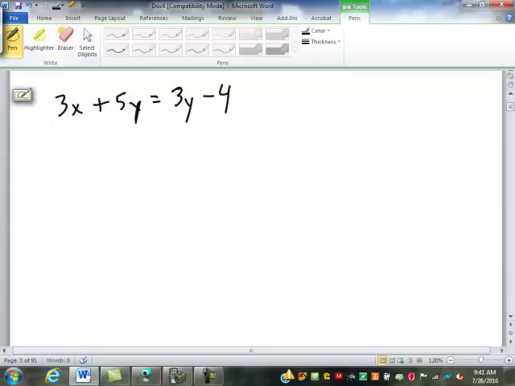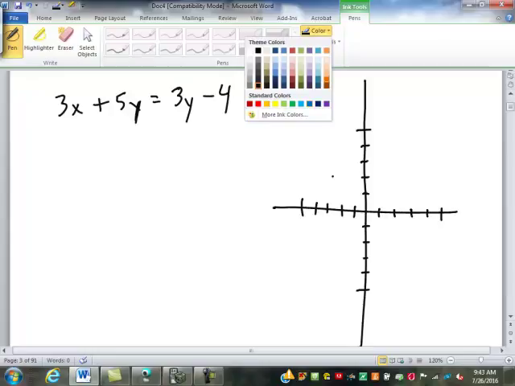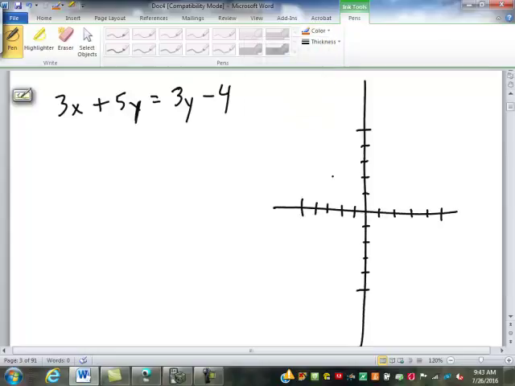What's different on this one, by the way? There's y on both sides, so the first thing you gotta do is get rid of the smaller one. So I already gave you the hint that we're going to start by getting rid of one of the y's. So I'm going to get rid of the smaller one, which is the 3y. So I'm going to subtract 3y to make it go away. That leaves me with just -4 on the right side of the equation.